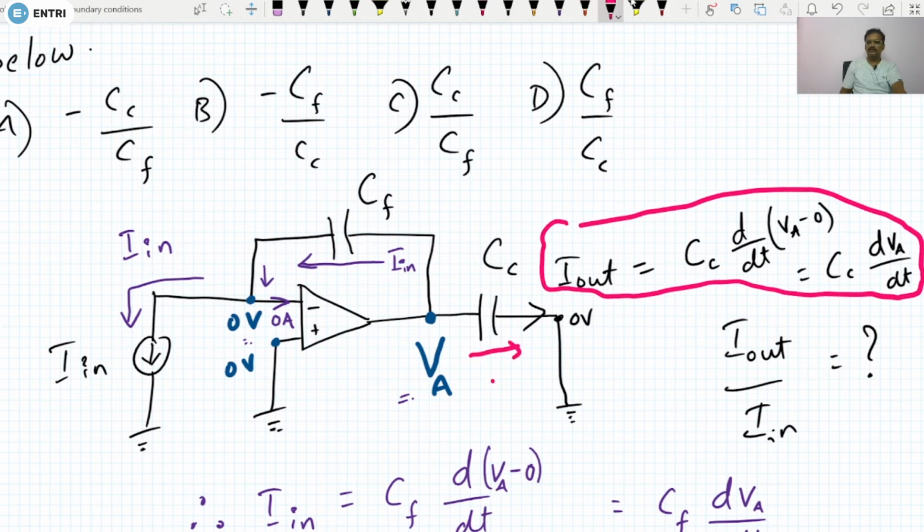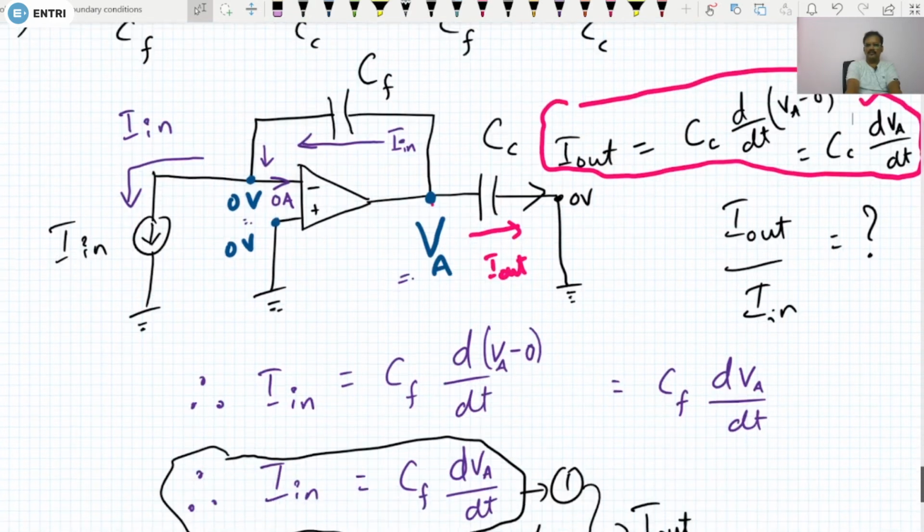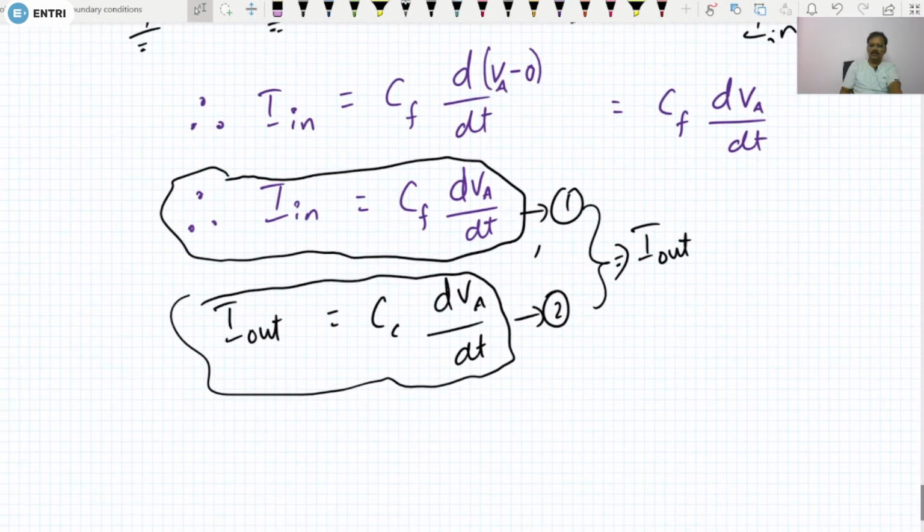So this is I out here. Here the current flowing is I out. So I out is equal to Cc into d by dt of the voltage drop across the capacitor, that is VA minus 0. So you are going to get Cc into dVA by dt. Now it is very simple here. If you take the ratio of I out to I in, this dVA by dt will get cancelled. So therefore you are going to get what? I out by I in.